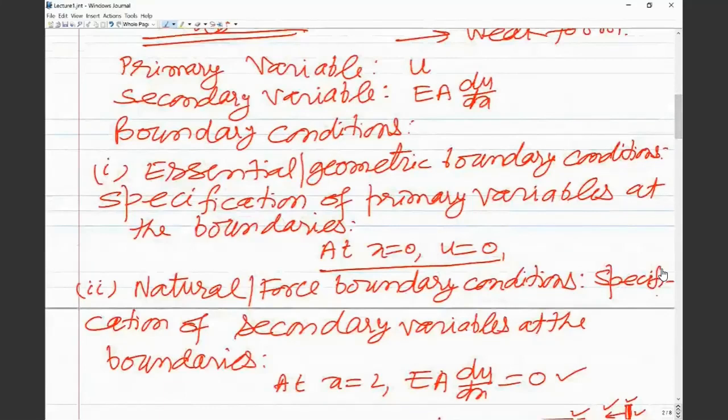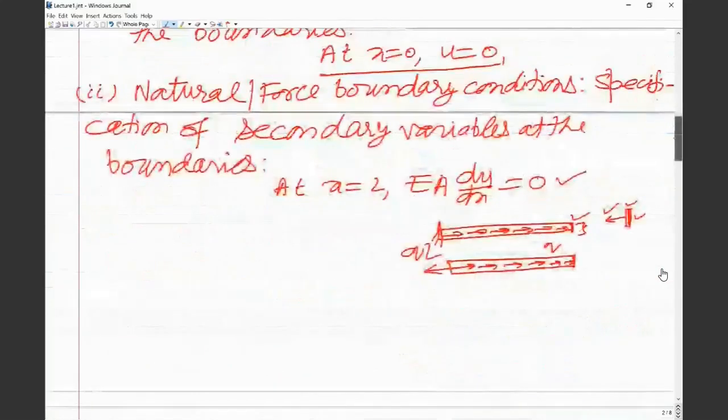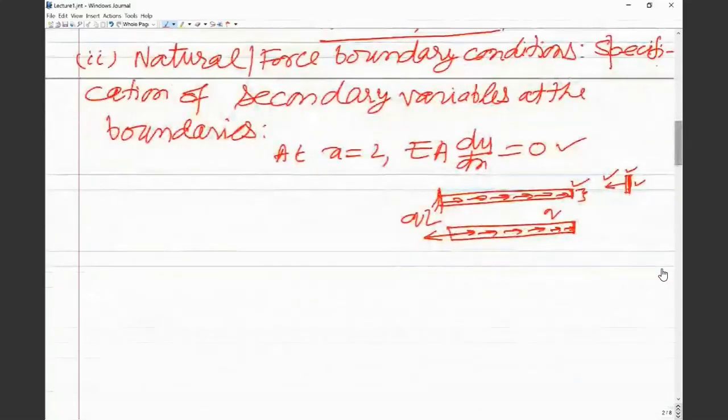You cannot specify that. Similarly, at the boundary x equal to L, you can specify only one thing, that is, in this case, the secondary variable EA du/dx is specified equal to 0, and the primary variable u at x equal to L will be an unknown. We cannot specify that a priori. So at a particular boundary, either the primary or the corresponding secondary variable can be specified. Both cannot be specified. That's another inference we draw from the weak form.